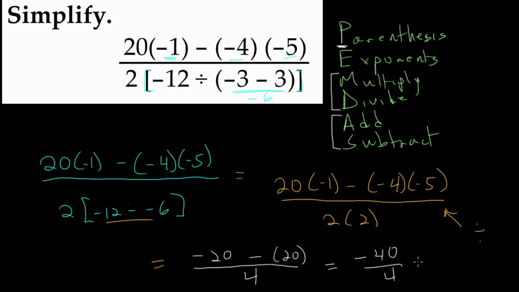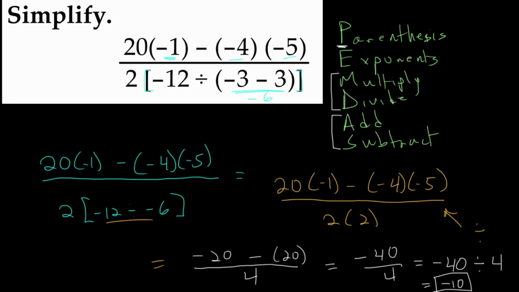And now we can simplify the fraction. Now we can carry out this division. This simplifies to minus 40 divided by 4, if you want to write it like this. And this will simplify to negative 10. So this right here will be our final answer.